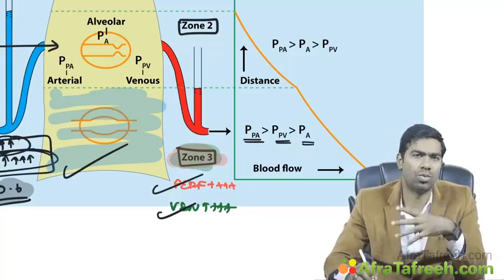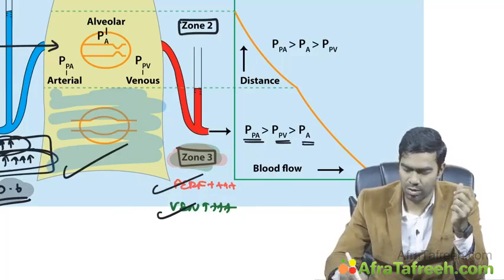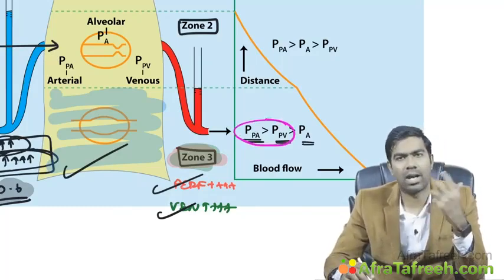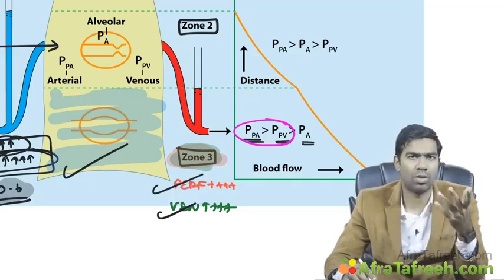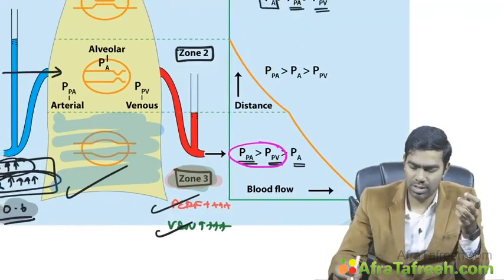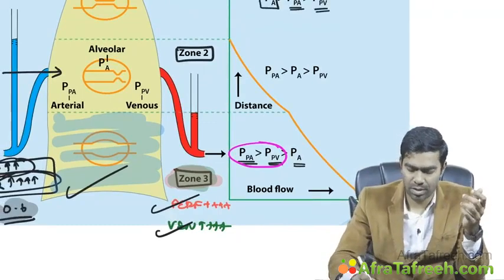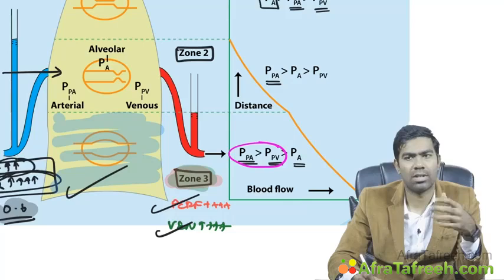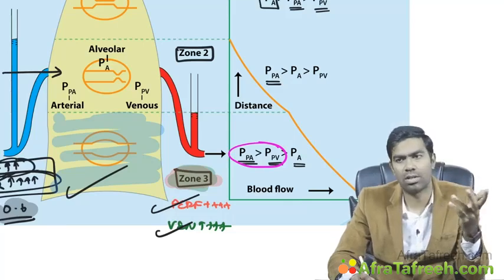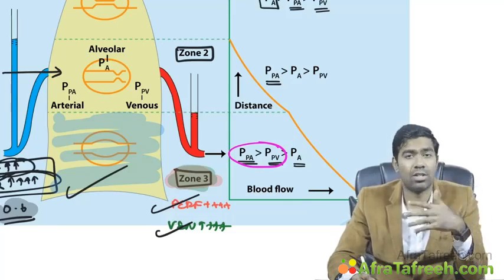It's too high. The blood vessel flow is too high, which means the arterial and venous pressure are more than the alveolar pressure. But you can see here in zone 2 it's somewhere in between. So here the arterial pressure is more, but the next one is not the venous pressure.